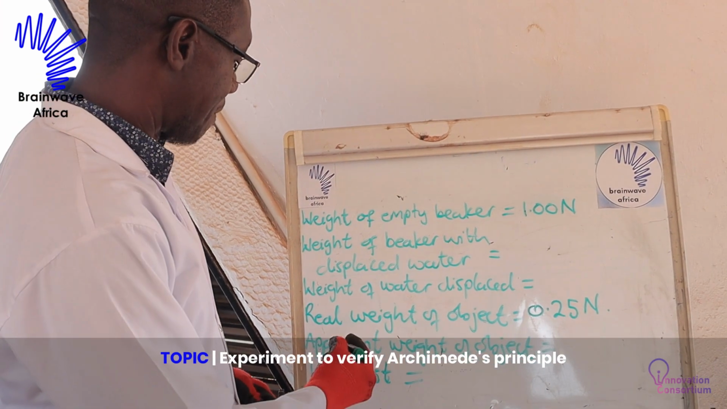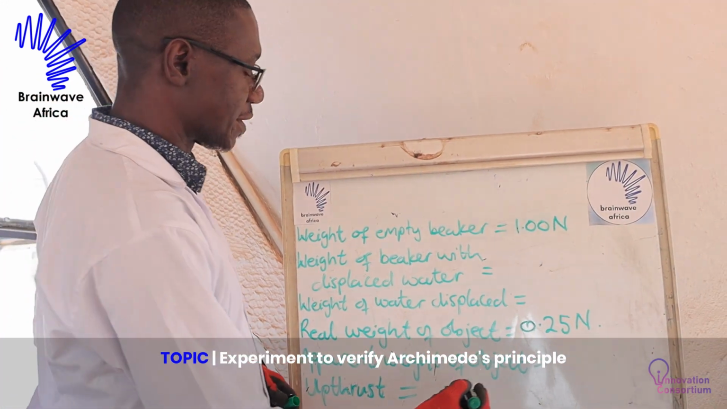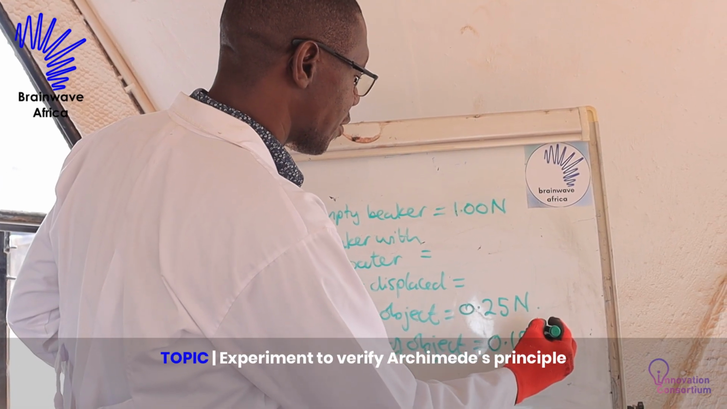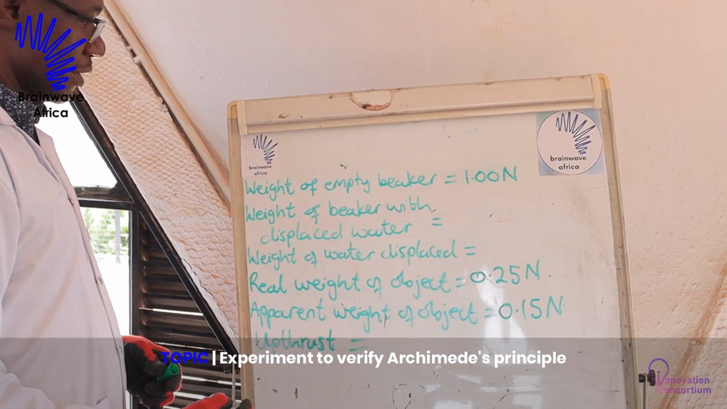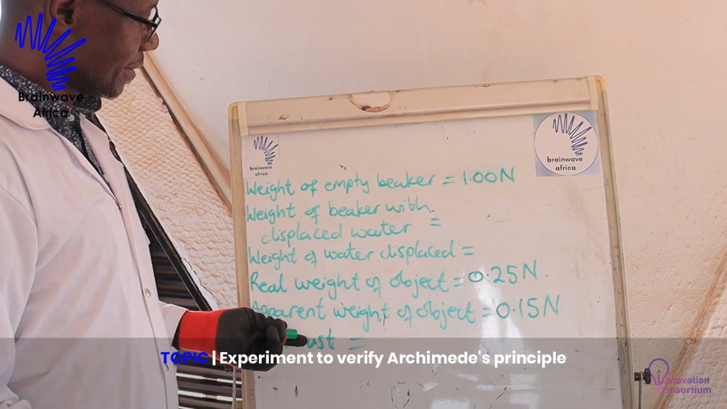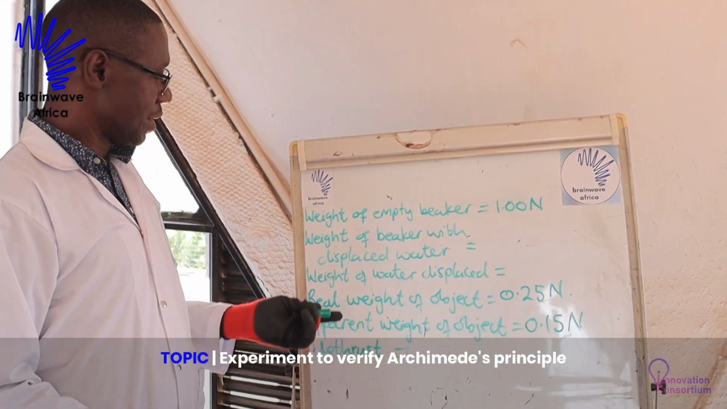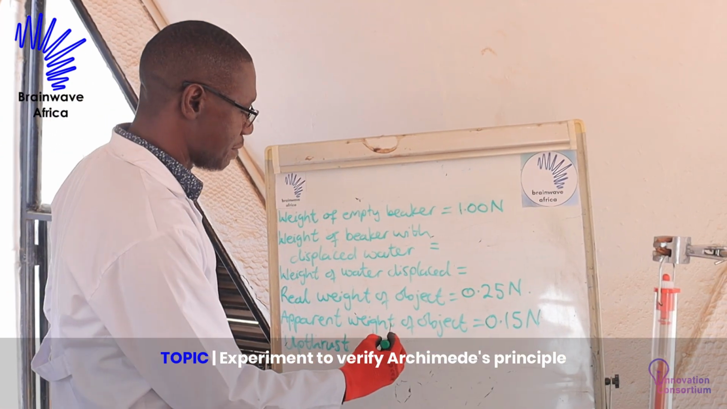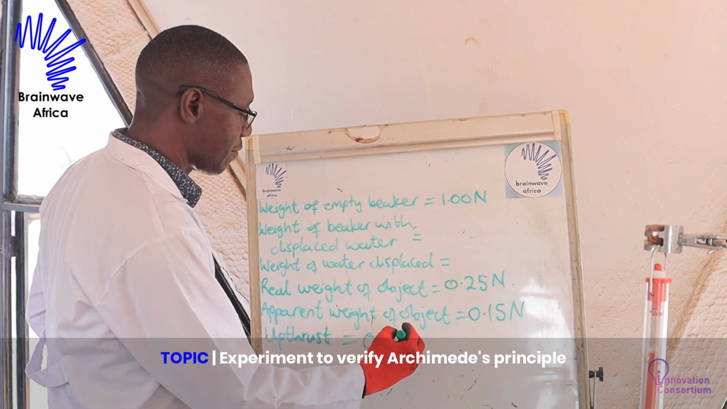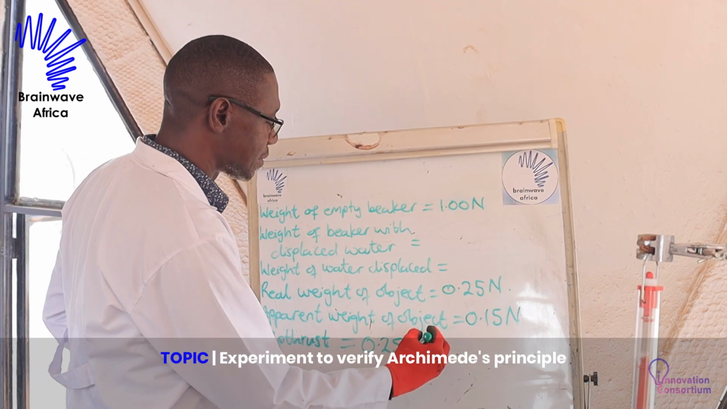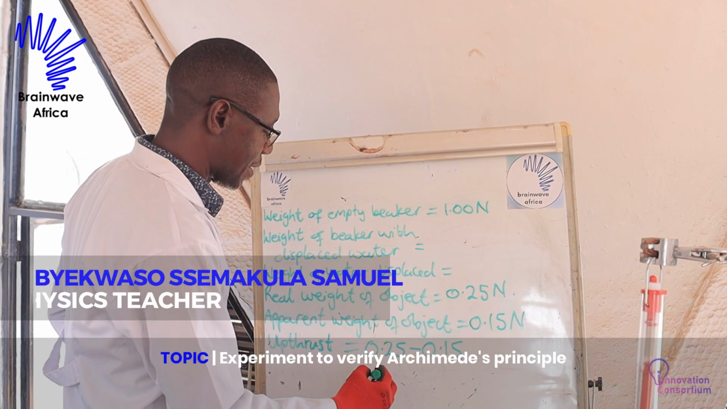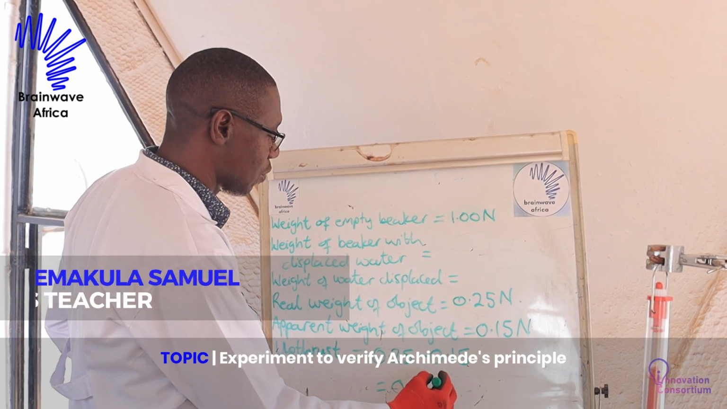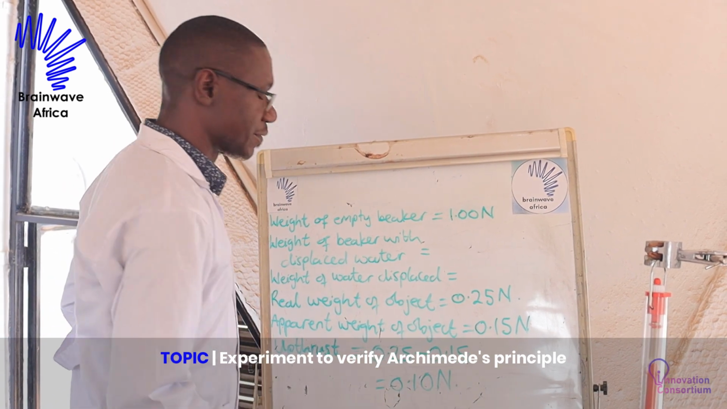Record the apparent weight of the object, which is 0.15 newtons. Now, the upthrust is the difference between the real weight and the apparent weight. So the upthrust will be 0.25 minus 0.15, and this gives us 0.10 newtons.